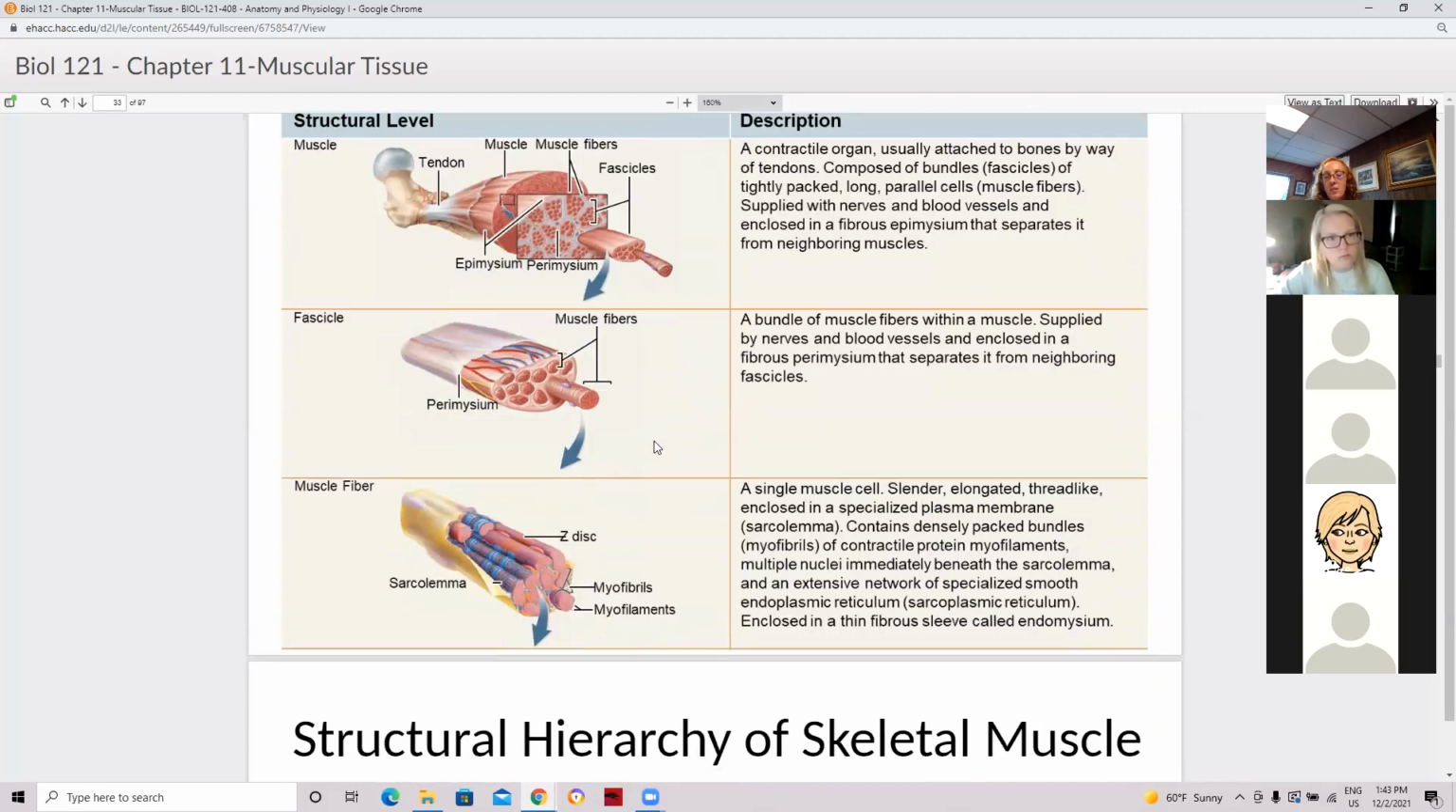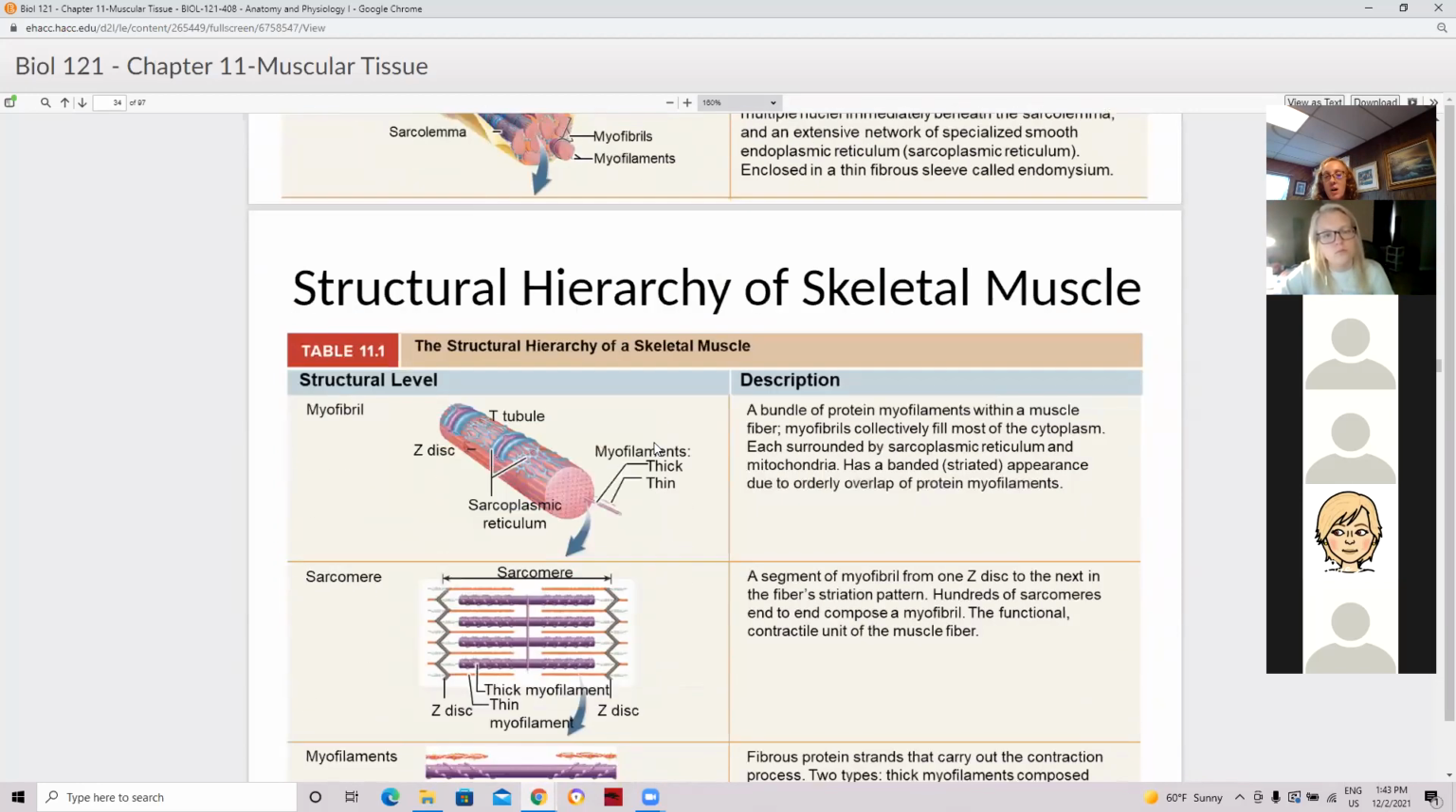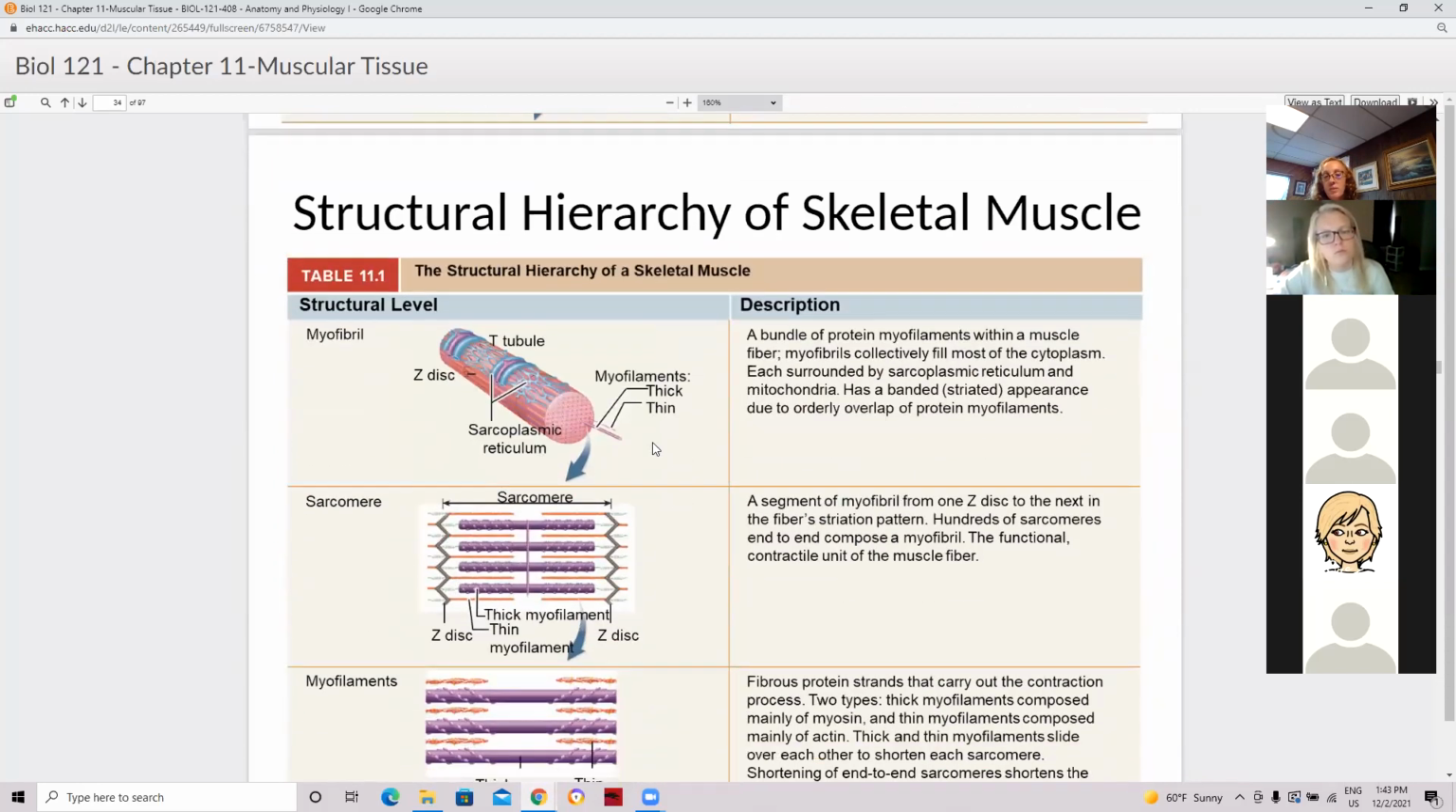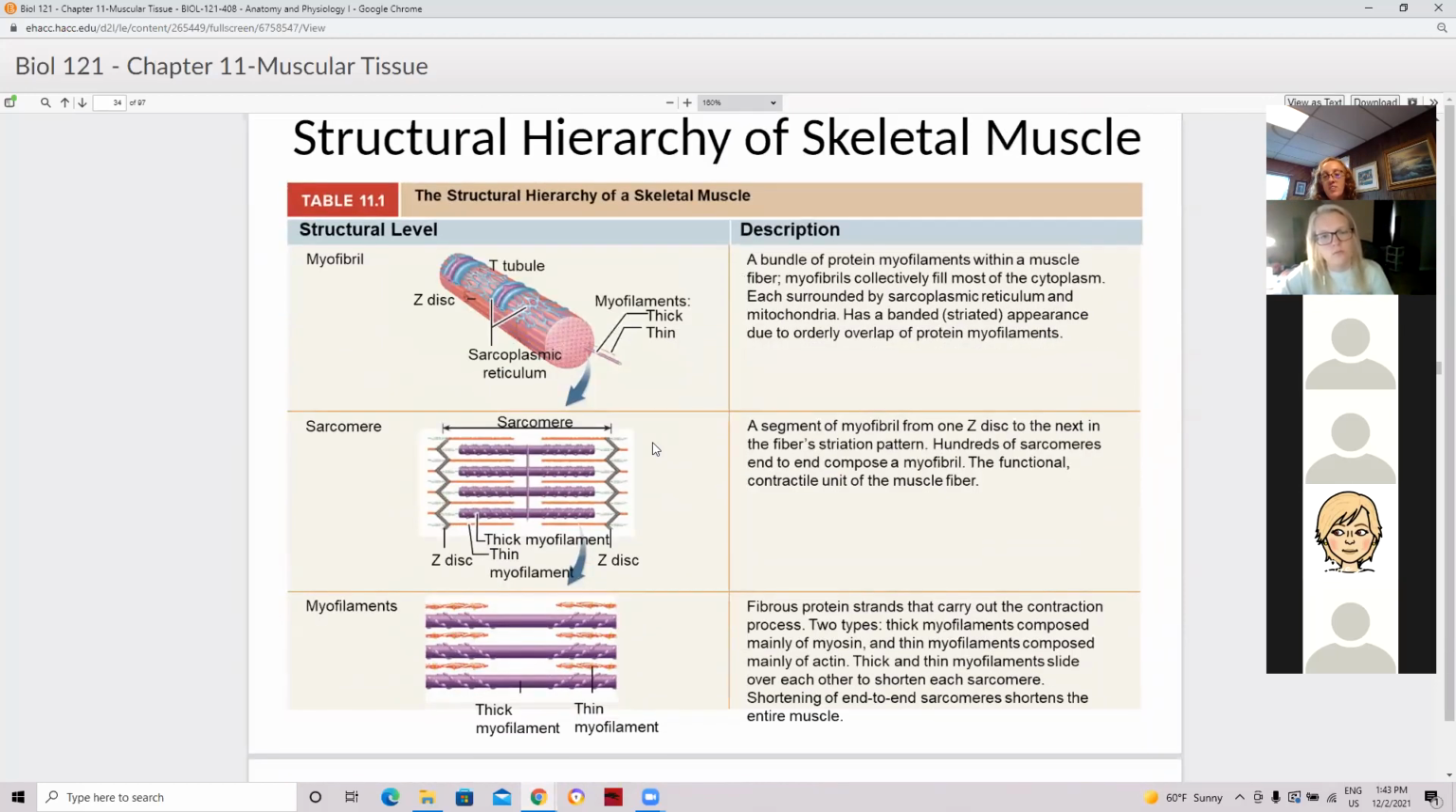Fascicle, a muscle fiber, a myofibril, sarcomere, myofilaments.